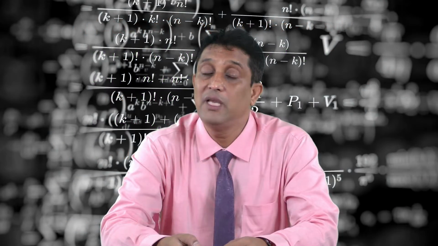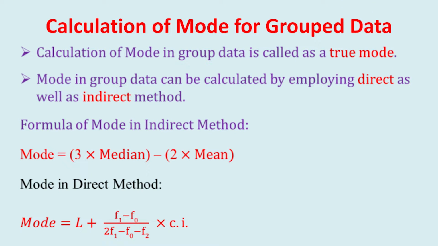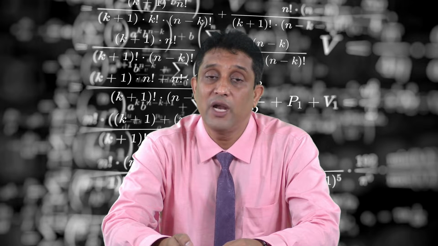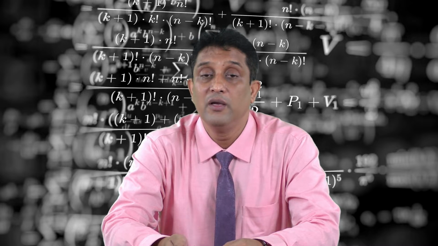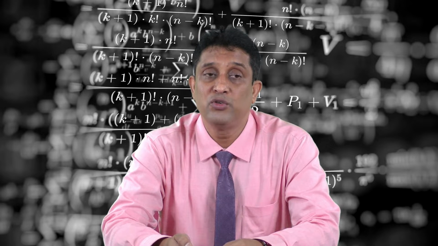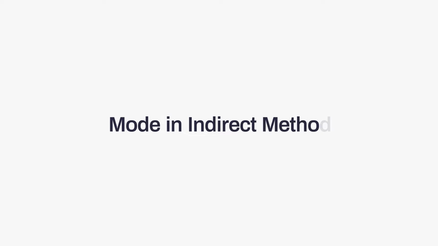Let's say 10 to 19, 20 to 29. So here the interval is 10. So the formula is L plus (F1 minus F0) upon (2 into F1 minus F0 minus F2) into Ci, the class interval. So you can calculate mode in grouped data by using these two formulas, the indirect method formula and the direct method formula. Now let us understand by using an example how to calculate mode by using the indirect method.